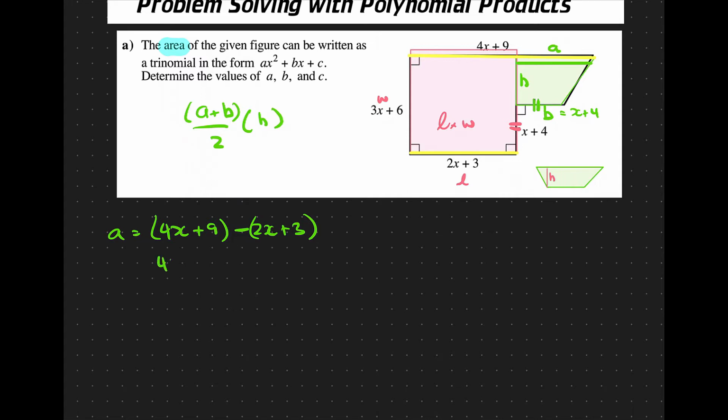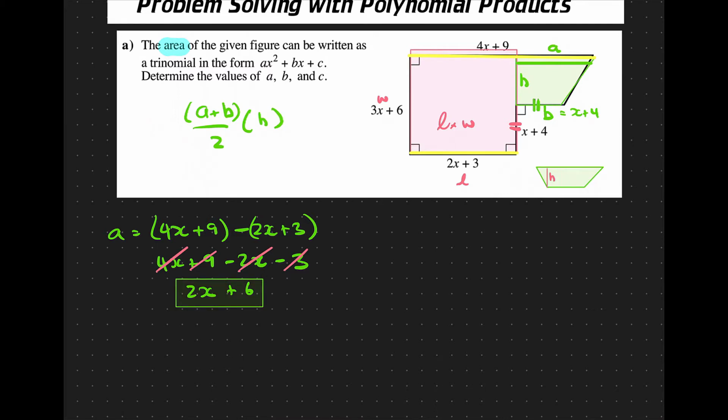So this is going to be 4x plus 9 minus 2x, because it is inside the bracket, it is a positive 2x. So now it's going to be minus 2x, and it was a positive 3, so it's going to be minus 3. Combine like terms, 4x and negative 2x gives us a 2x. And I have a positive 9 and a negative 3, which gives us a positive 6. Okay, so that side A is going to equal 2x plus 6.